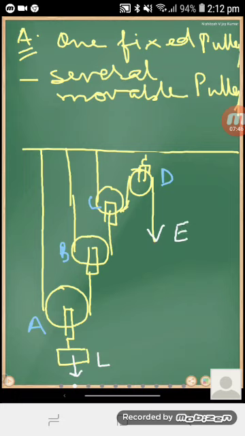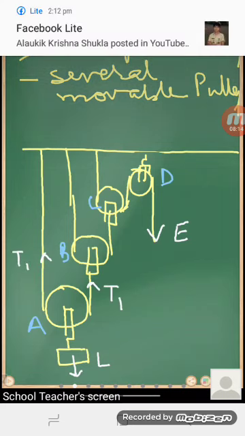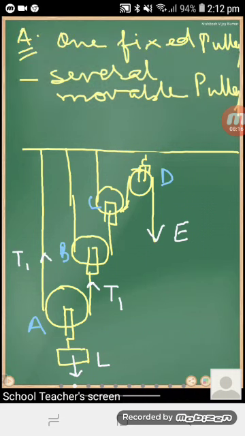So when we are trying to pull it down by applying an effort E, as a result of this effort, there will be a tension created in the string. That is your DE, if we consider it for the time being. Now, this load is going to create a tension in the two arms of the string. This will be your T1 and this will be your T2. Both the tensions are going to be equal, and your L will be equal to T1 plus T2. Clear?